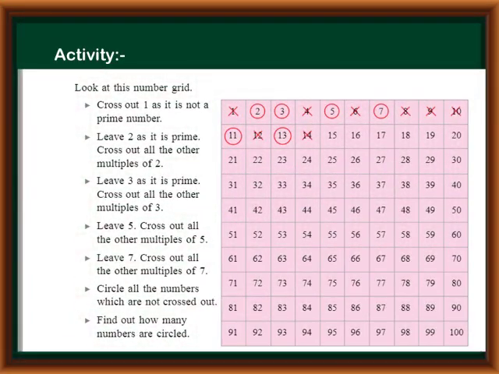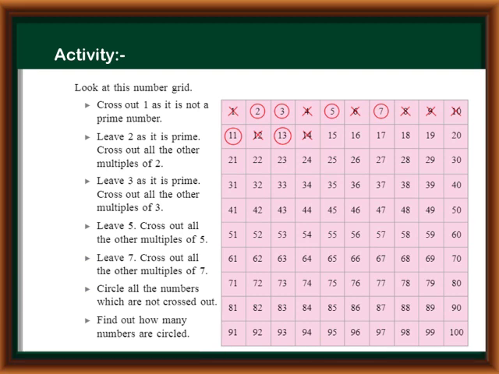I have given an activity for you. Look at this number grid. It is written from 1 to 100. So follow the instructions given at the side. Cross out 1 as it is not a prime number. Then leave 2. You will not cross 2 and you will cross out all the other multiples of 2. What are the other multiples of 2? 4, 6, 8, 10, 12 and so on. So you will cross out all the multiples of 2 till 100.